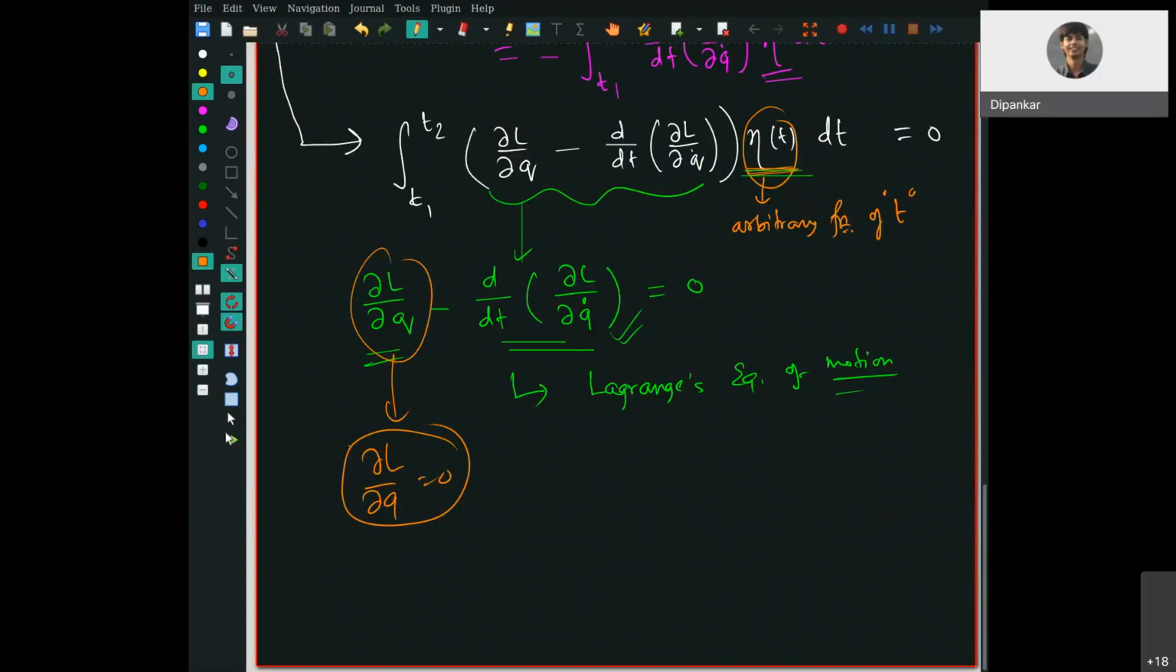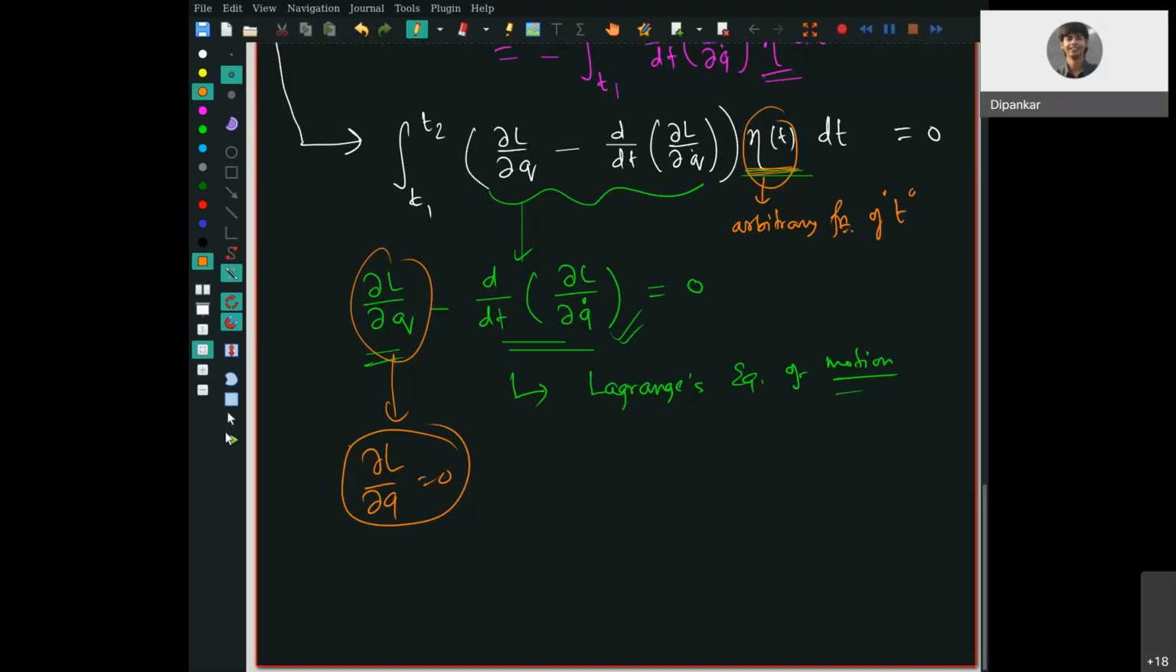If you remember, from hindsight, I am telling you, L contains T minus V, right? Since there is no q dot, there is no T here, so only V is there. So you are basically suggesting that del V del q equals zero. That's the condition for static equilibrium. When del V del x equals zero, it is either the maximum of the potential, or the minimum of the potential, or the constant potential.